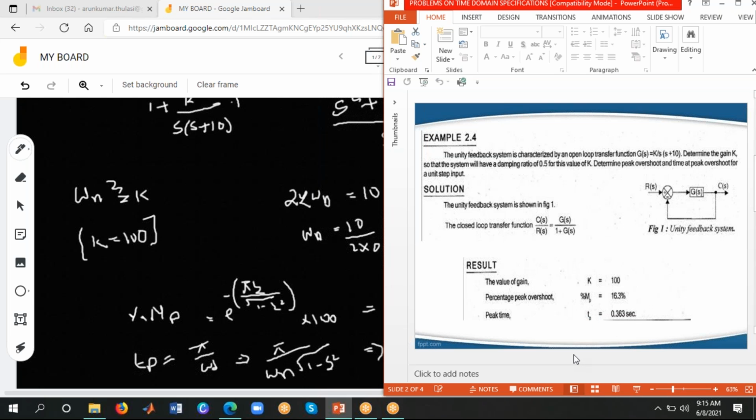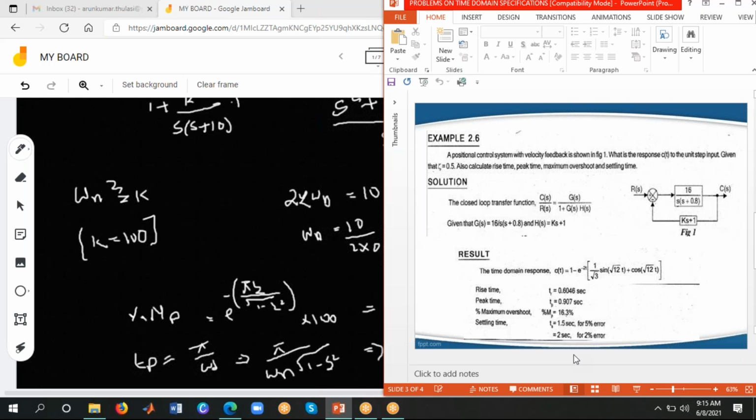Now note down the second problem. Right. So this is the second problem here. It is a 10 marks question. A positional control system with velocity feedback is shown in figure. What is the response c of t to the unit step input given that zeta is equals to 0.5? Calculate the rise time, peak time, maximum overshoot and settling time.